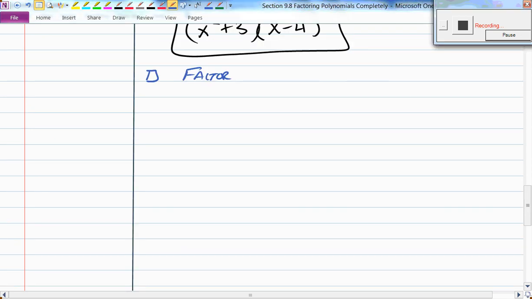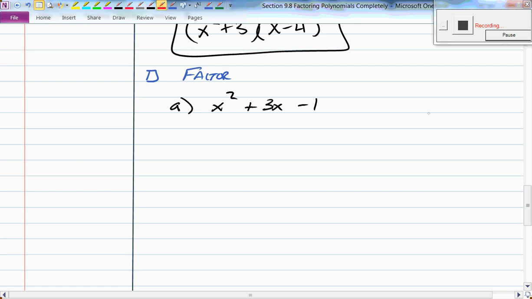Okay, we're going to factor completely here. So we're going to do this one. We're going to do A. It's going to be x squared plus 3x minus 1. Okay, let's go through the flow chart together. Can we factor out the greatest common factor, yes or no? No, there's no common factor besides 1. Is it a binomial, yes or no? No. Is it a trinomial, yes or no? Yes. Is the leading coefficient 1? Yes. What do we do?